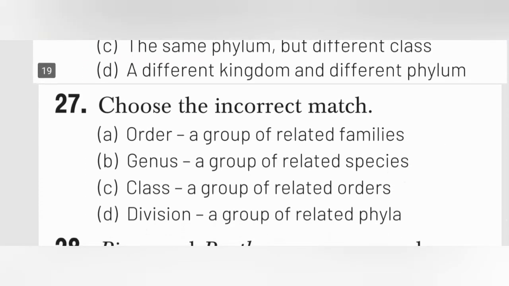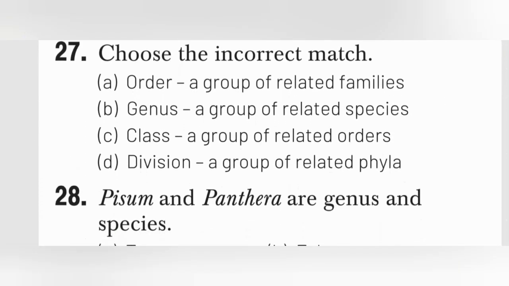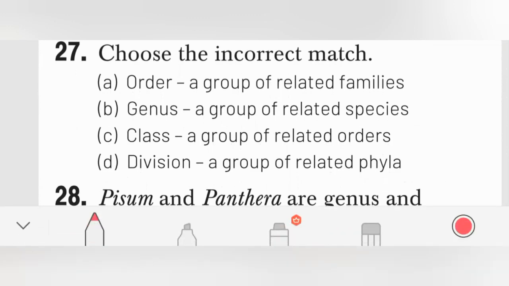Next, 27th, choose the incorrect match. A, order, a group of related families. B, genus, a group of related species. C, class, a group of related orders. And D, division, a group of related phyla. So what is the answer? Here they have asked about the incorrect match. So D is the incorrect one. Why? Because it is the group of related classes.